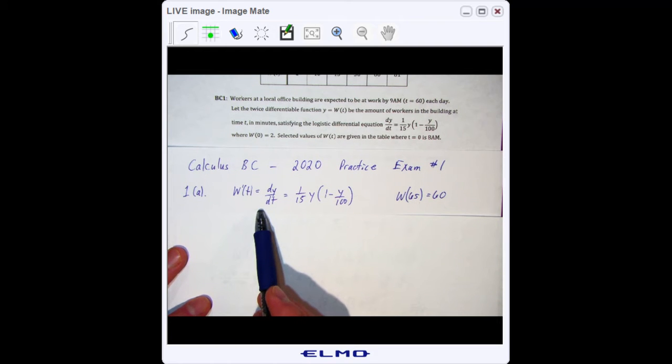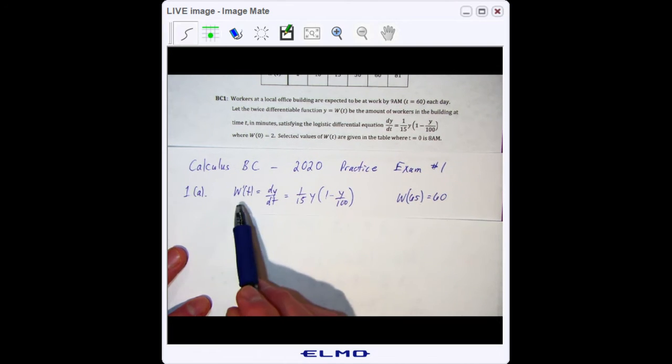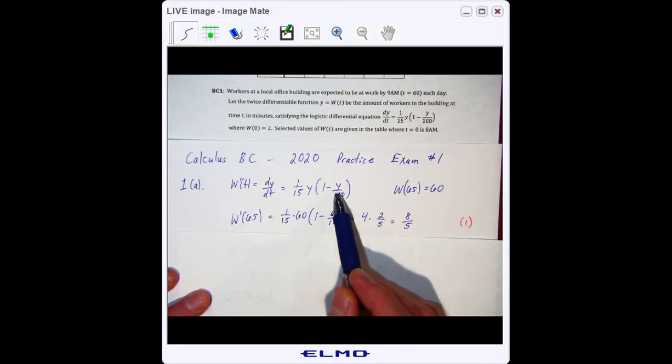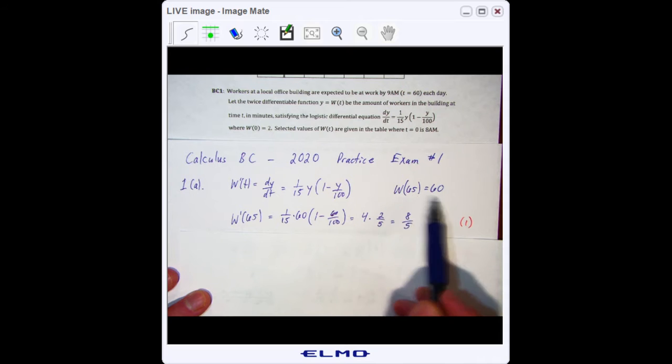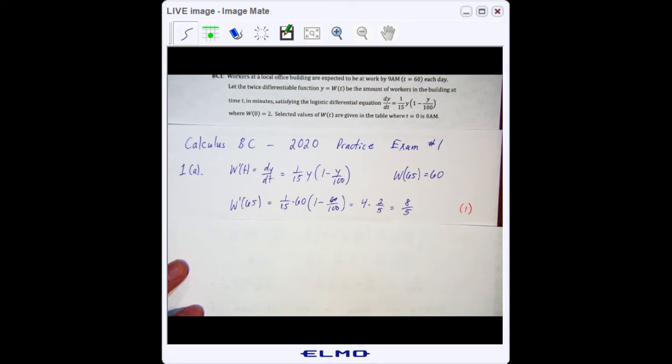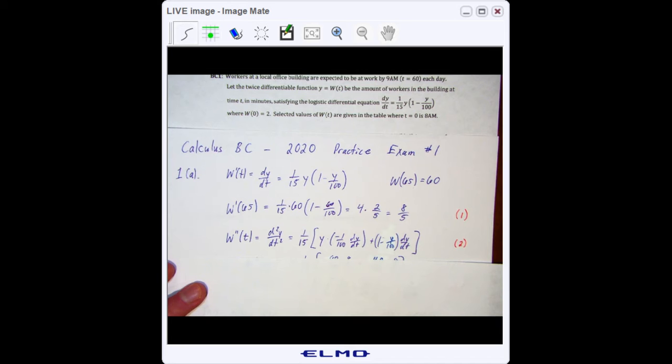That is the first derivative of W. Now be careful. They want the value at 65, but you want to plug in the y value, not the x. So from the table, W of 65 is 60. So you want to plug in 60 for y to find W prime of 65, and you get 8/5, or 1.4. Then you want to find the second derivative.